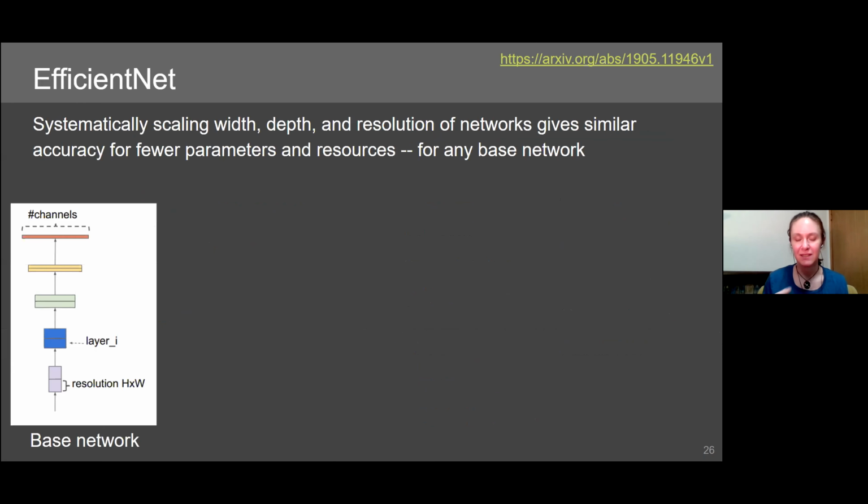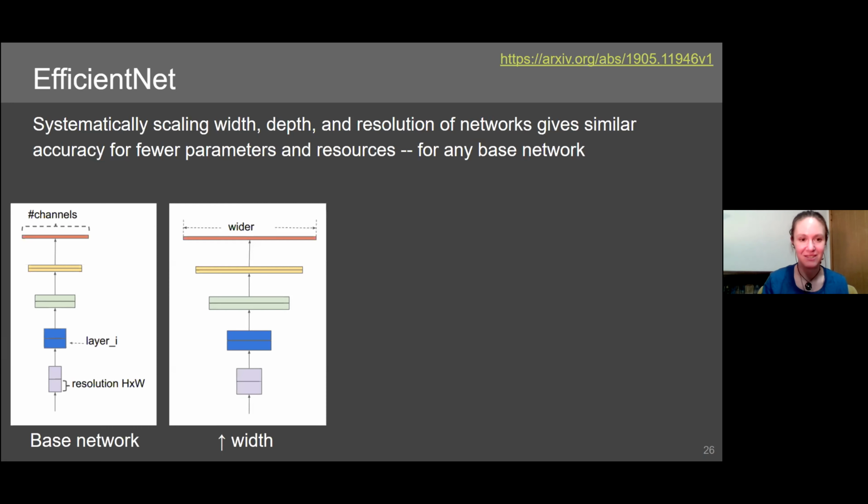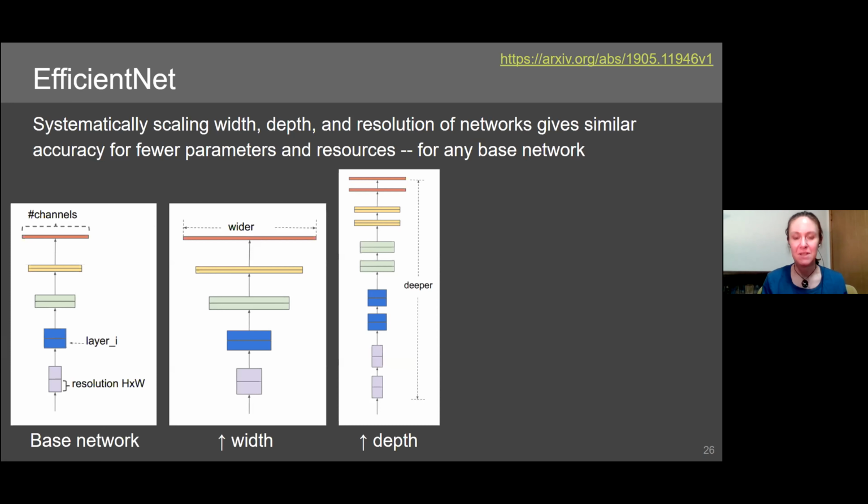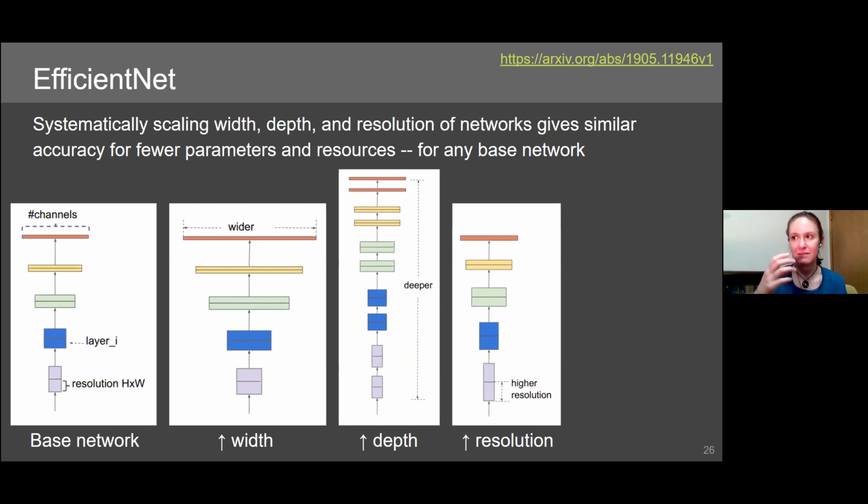So if you have a network like the one shown on the bottom left, it has a given number of layers, a number of channels per layer, and a resolution of the input into each layer. And you can scale that network. You can scale it to be wider, so each layer is wider. You can scale it to be deeper, so there are more layers, or you can increase the resolution of each layer. And all of these things will, in theory, increase the accuracy of your network.